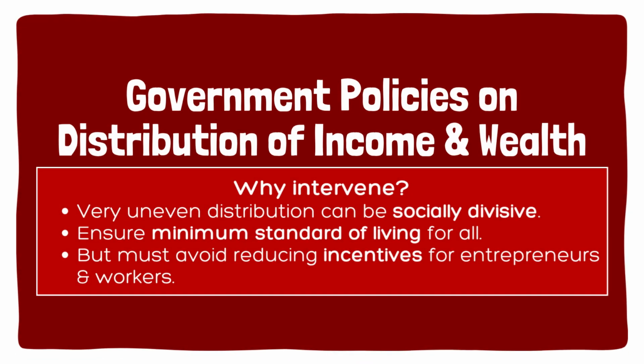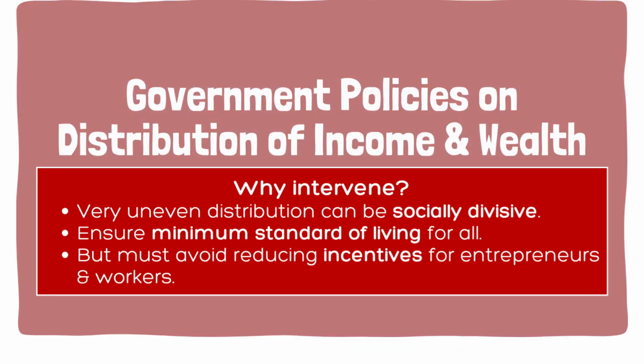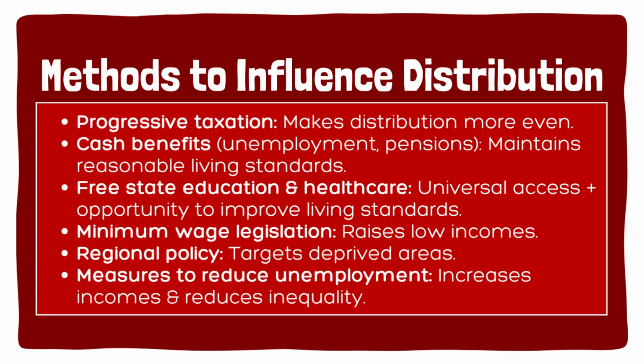Finally, governments may also intervene to influence the distribution of income and wealth. A highly unequal distribution can lead to social division and limit access to basic living standards for some groups. Governments can address this through progressive taxation, which places a higher tax burden on those with higher incomes, as well as through cash benefits and the provision of free education and healthcare. These measures not only support those in need, but also create opportunities for individuals to improve their circumstances.